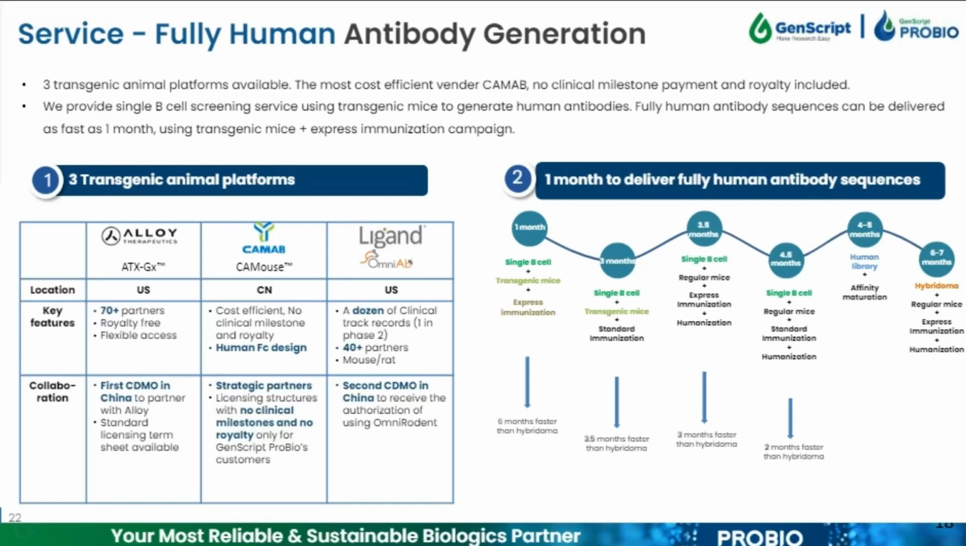GenScript also provides a high quality, fully humanized antibody generation service in addition to the CAR lead discovery service. For that, ProBio has established partnerships with 3 transgenic animal platforms, and through the integration of the single B cell screening platform with the humanized mice platform, GenScript ProBio can generate fully humanized antibody in as little as 1 month to support your research.